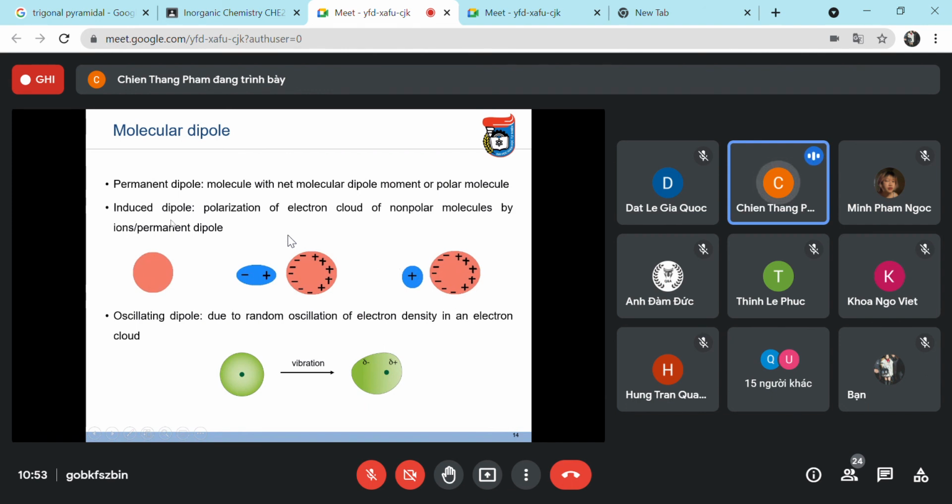Like induced dipole is not permanent. Induced only exists when there is an effect from the environment. When you say, okay, let's stop the effect from the environment, the system becomes the nature, its nature.